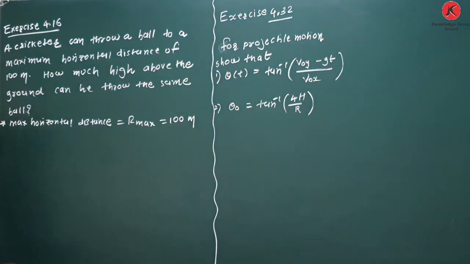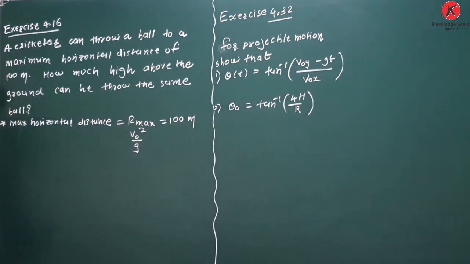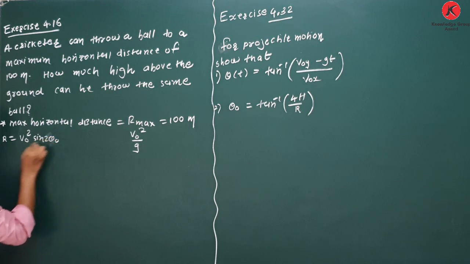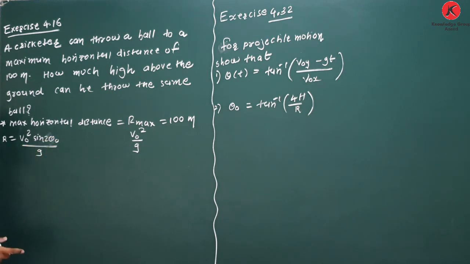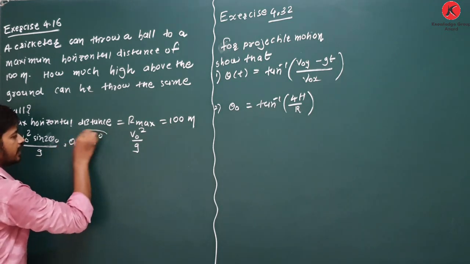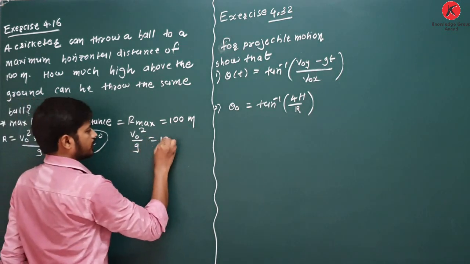Now you know what is the equation of R maximum. It is V0 square upon G. Yes or no? What is the equation of maximum range? What is range? Yes, you know, R is equal to V0 square sine 2 theta 0 upon G. When will we get maximum range? At angle theta 0 equal to 45 degrees. So put 45, 2 into 45 is sine 90. Sine 90 is 1. So R maximum is equal to V0 square upon G, which is equal to 100.